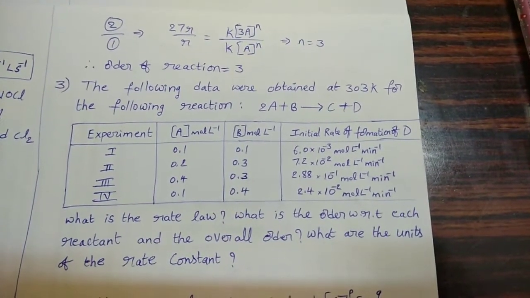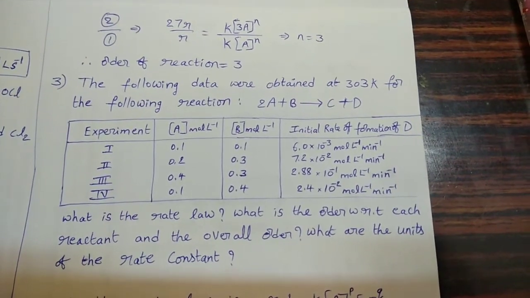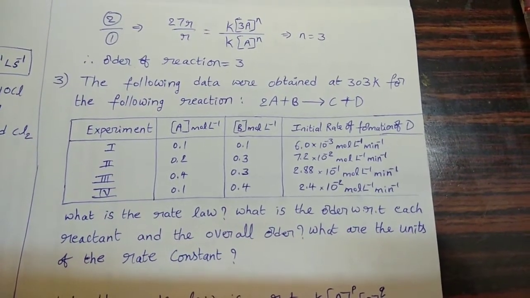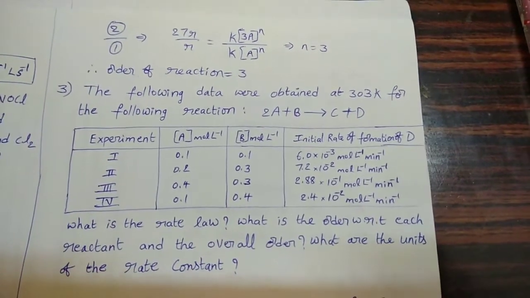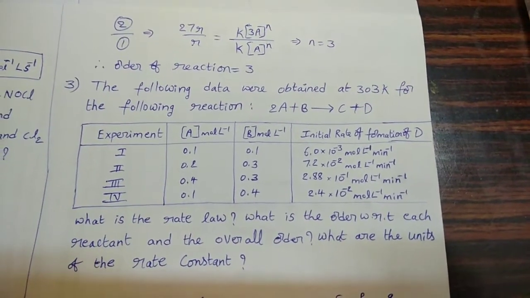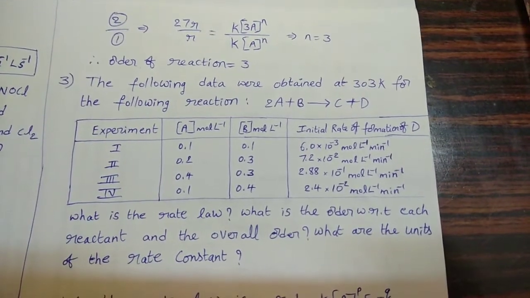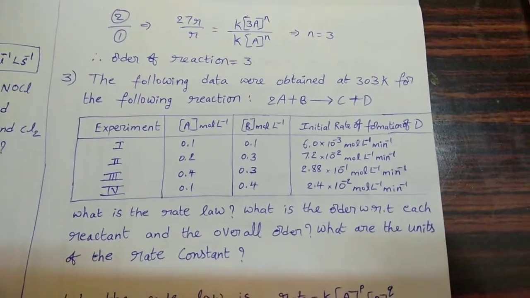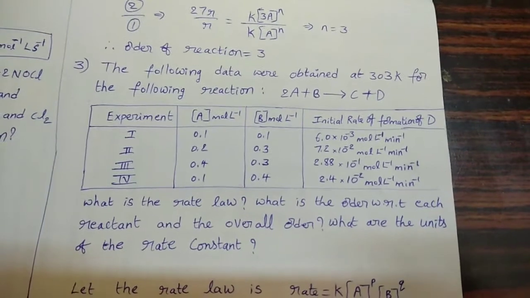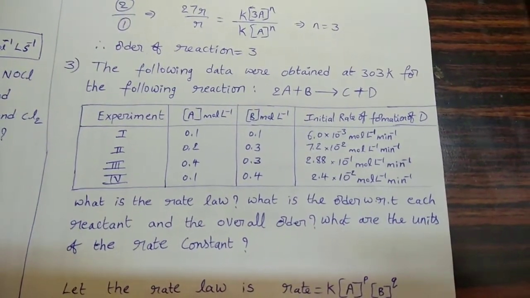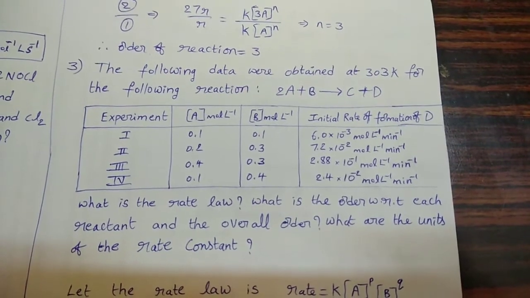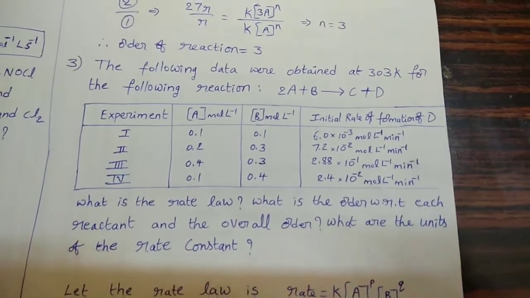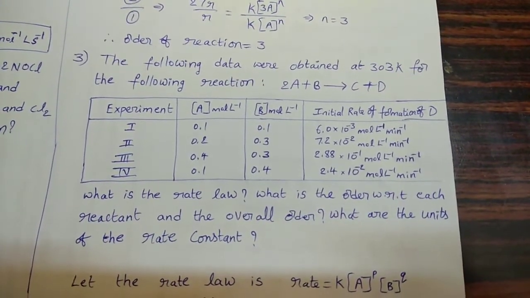See the next one. The following data were obtained at 303 Kelvin for the reaction 2A plus B gives rise to C plus D. In 4 experiments, concentrations of reactants A and B are given and initial rate of formation of D is given. So the question is, what is the rate law? What is the order with respect to each reactant and the overall order? What are the units of rate constant? These we should find out.